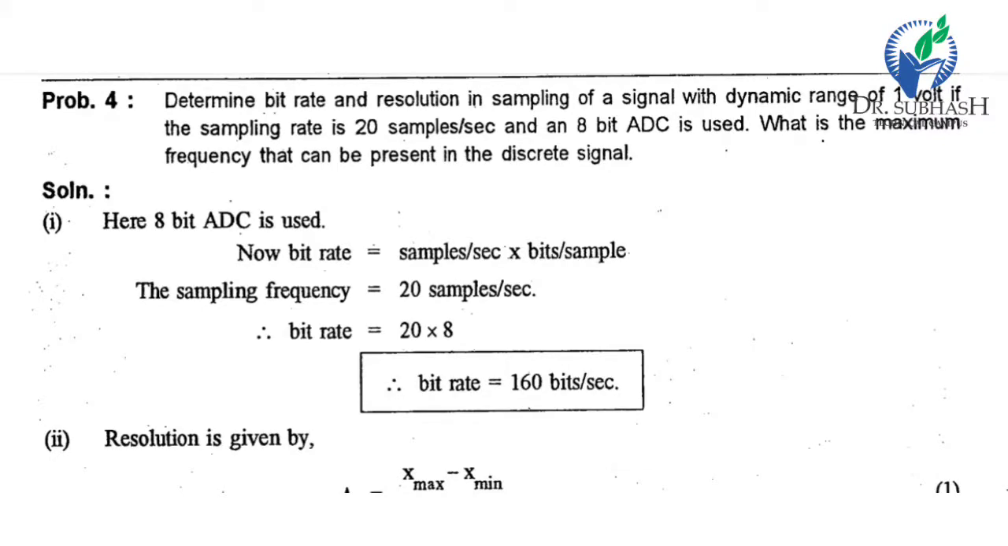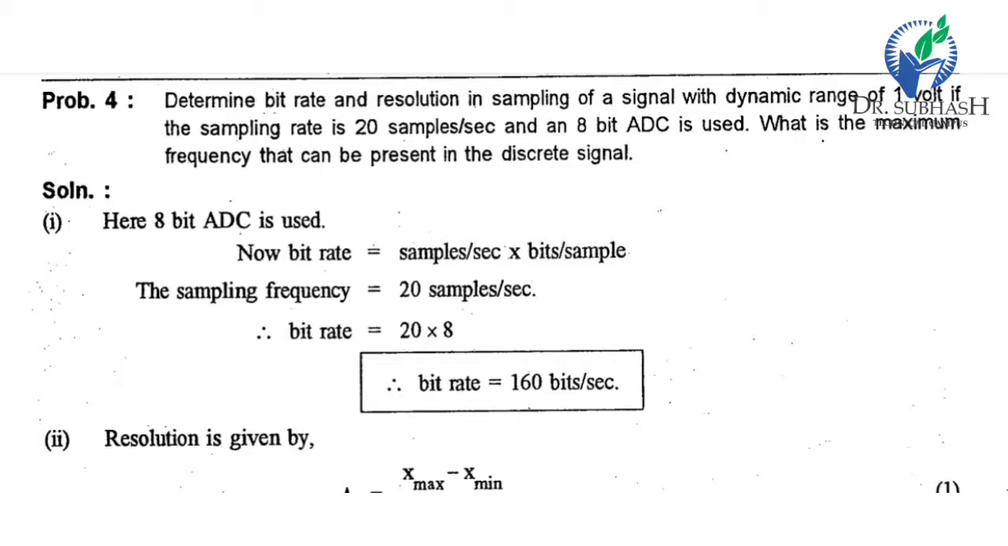The next example: determine the bit rate and resolution in sampling of a signal with a dynamic range of 1 volt if the sampling rate is 20 samples per second and an 8-bit ADC, analog to digital converter, is used. What is the maximum frequency that can be present in the discrete signal?